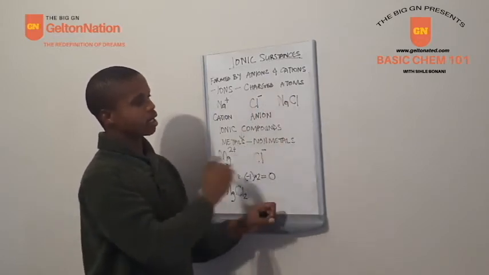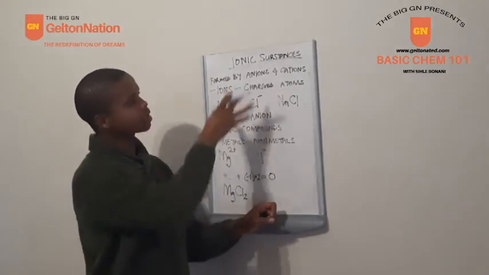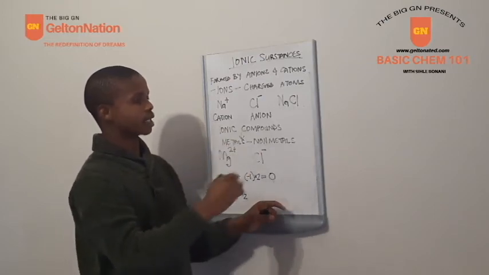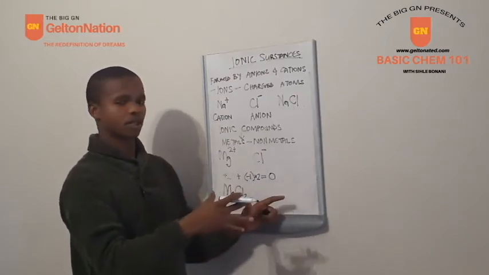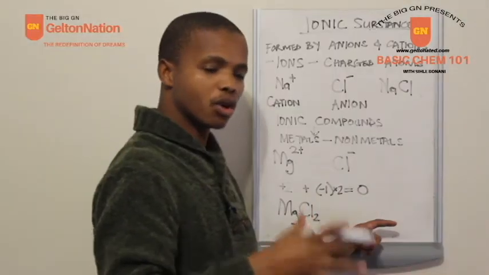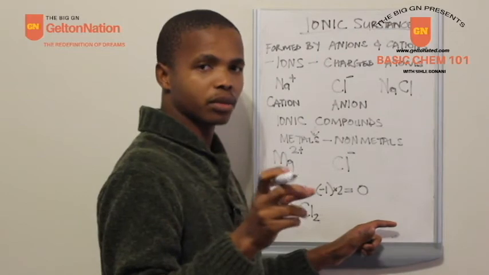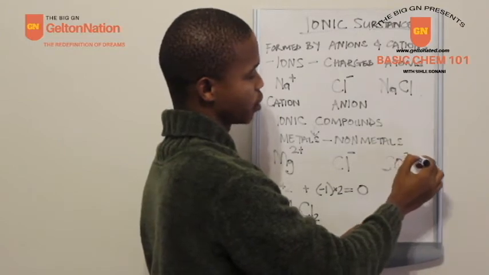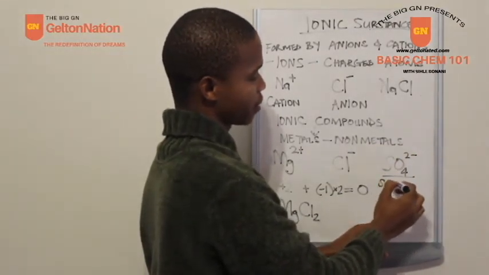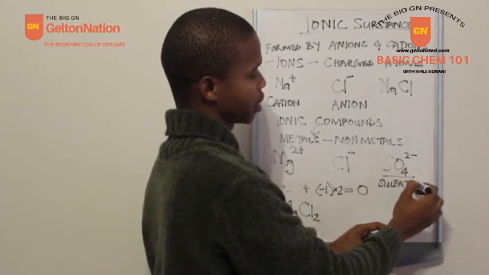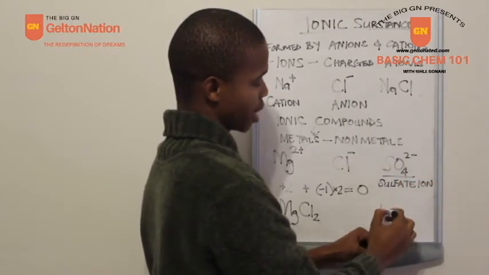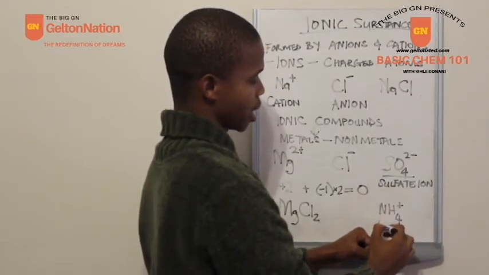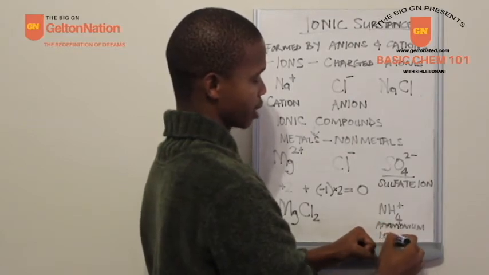The same would go. Also, since we're talking about cations and anions, some ions you find are polyatomic. Polyatomic means there is more than one atom which forms an ion. For an example, you will have SO4 2 minus. This one is your sulfate ion. Or sometimes you're gonna have NH4 plus. So this one is your ammonium ion.